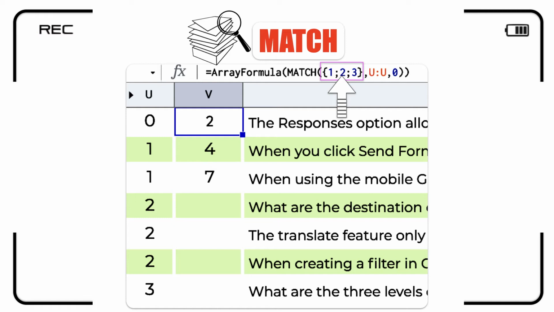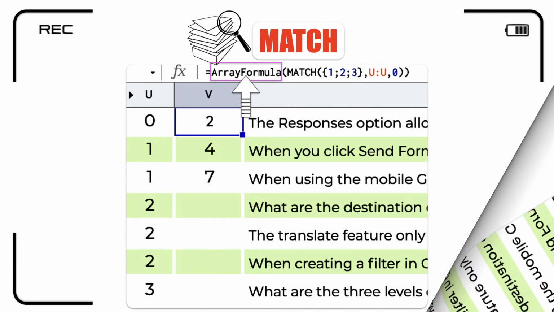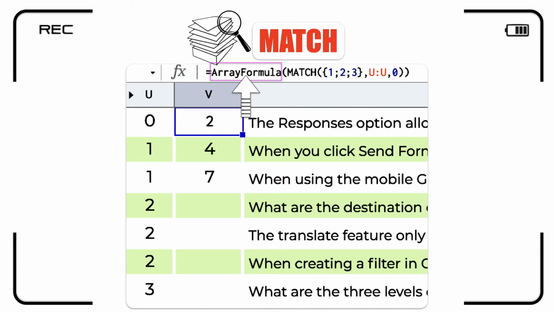and add the numbers returned by the COUNTIF function as an array. The match function range is the helper column where we've used the COUNTIF function. And finally, we surround the formula with the array formula function. In this way, we can get the numbers of the rows that contain questions.